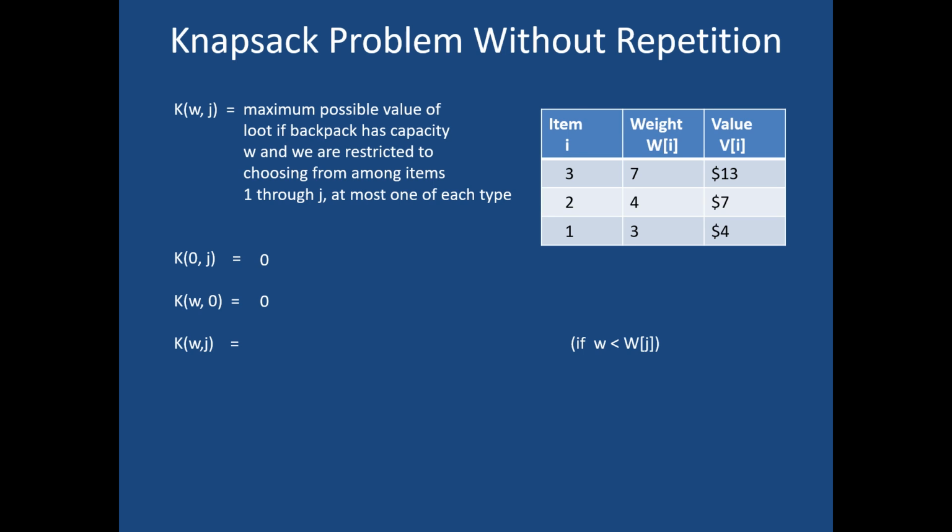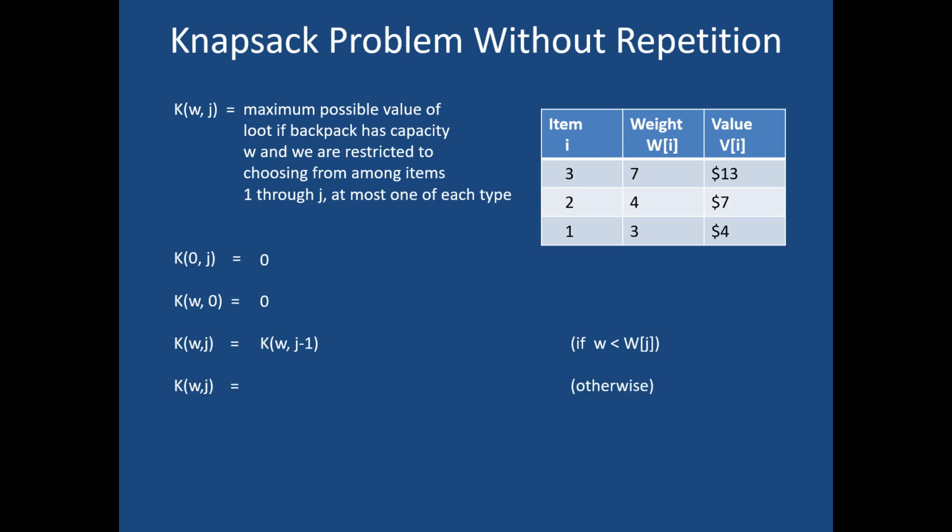If you've got capacity w and you're allowed to choose from items 1 through j, but item j doesn't fit, how can you reduce that to a simpler problem? Right, K of w and j minus 1. We've reduced the problem to doing the best you can with the same capacity, but you're only allowed to choose items 1 through j minus 1. So you've had your chance to take an item j, it didn't work out.